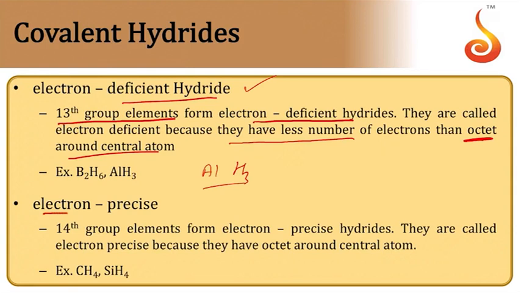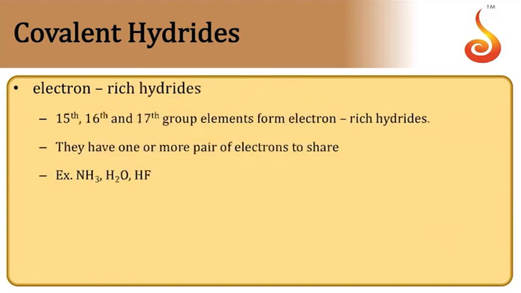Then come electron precise hydrides. 14th group elements form electron precise hydrides. They are called electron precise because they have an octet around the central atom, exactly the octet configuration. Therefore, they are called electron precise hydrides. Examples are CH4, that is methane, SiH4, silicomethane, and so on. So 14th group hydrides have an octet around the central atom.